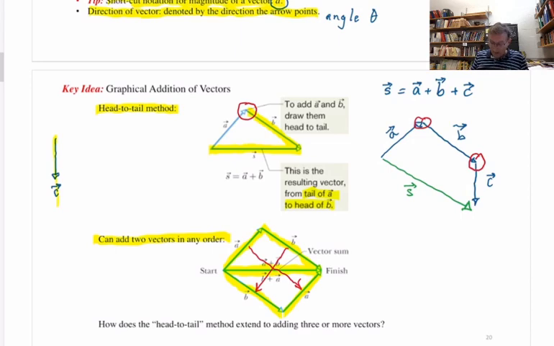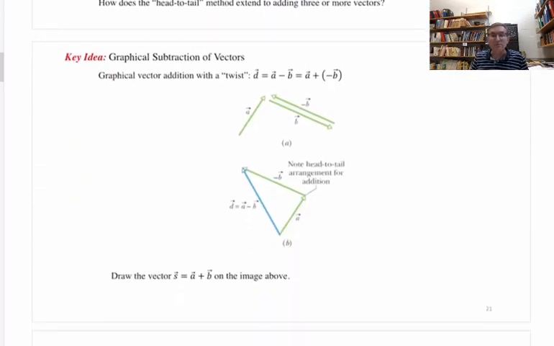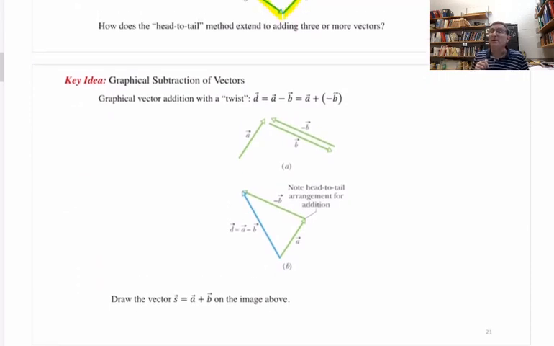Now, mathematically, the inverse operation to addition is subtraction. So if you can add vectors, why can't you subtract them? And you can, and we may need to do that. So let's talk about how you do that graphically. I describe the graphical subtraction of vectors as really the graphical vector addition with a little twist.